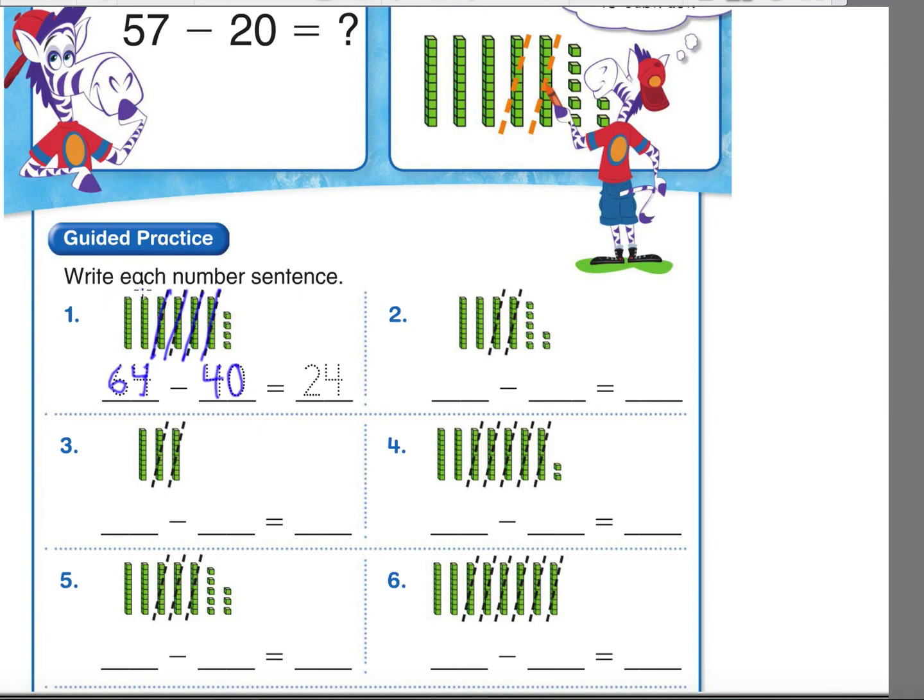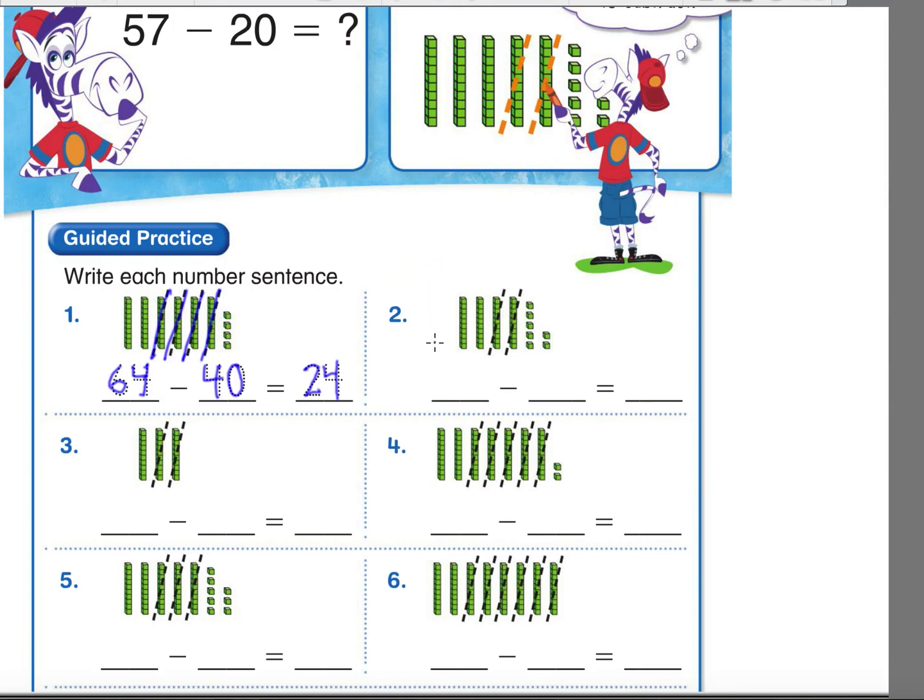10, 20, 21, 22, 23, 24. So that's where they got this 24 from, which is our answer. There are 24 blocks left. So first they give us the entire total, what we counted all together, which gives us 64. Then they showed us we had to cross out 4. And 4 10 rods makes 40. And then we count what's left over.